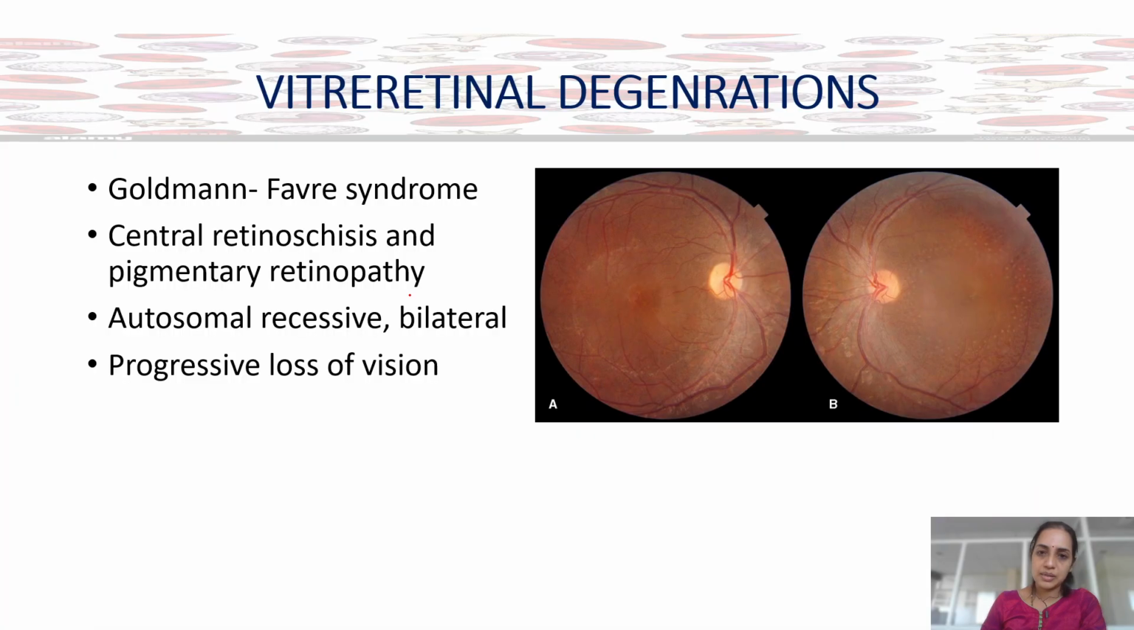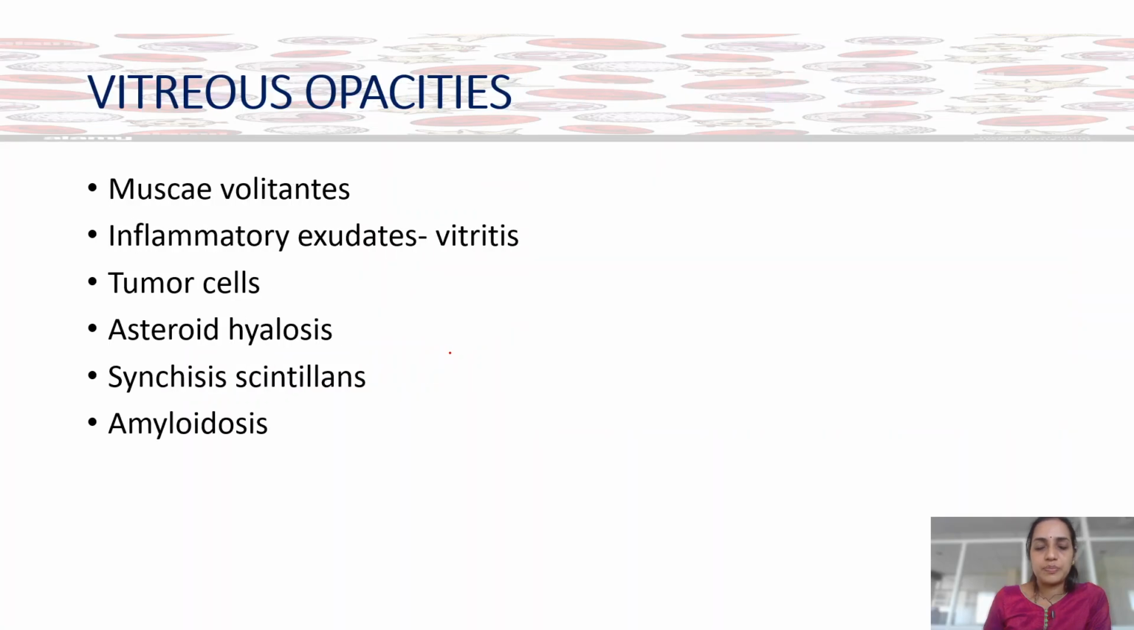The next vitreoretinal degeneration is Goldmann-Favre syndrome, which looks a bit like retinitis pigmentosa, but there is associated central retinoschisis along with vitreous liquefaction. It is an autosomal recessive bilateral condition which presents with bilateral progressive loss of vision. So let's move on to vitreous opacity. Most common vitreous opacity is muscae volitantes, which is a physiological floater.